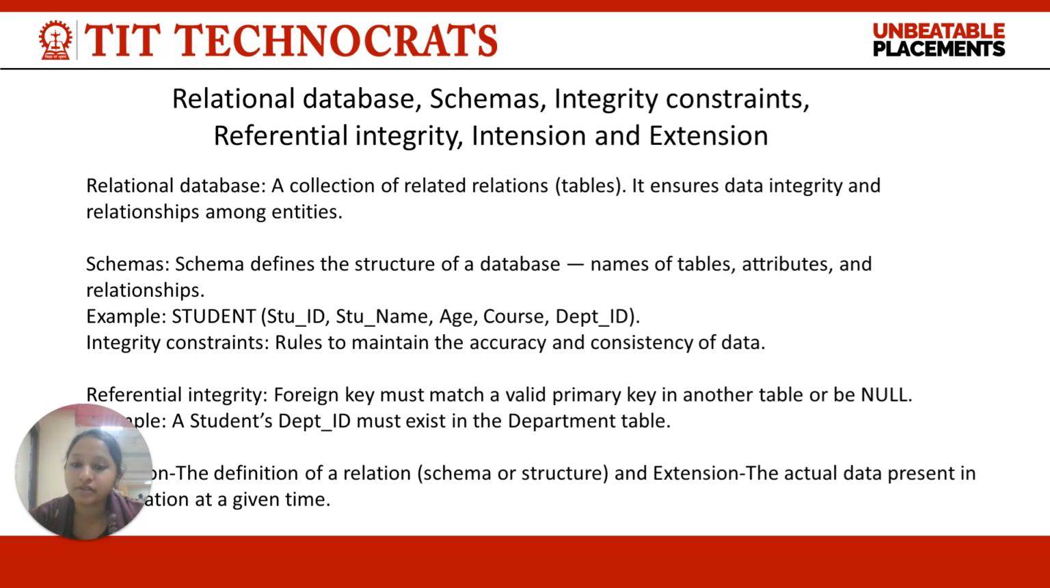In a student table, student ID, student name, age, course, and a department ID. Here the schema tells us that the student table has five attributes. Now let's talk about the integrity constraints.